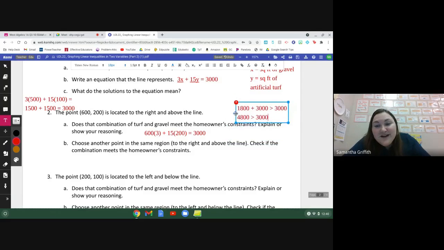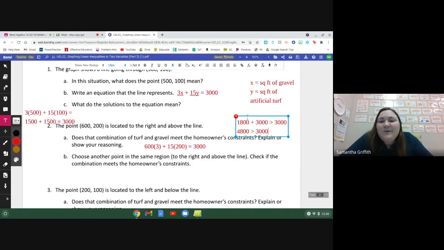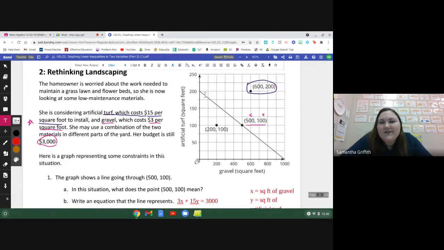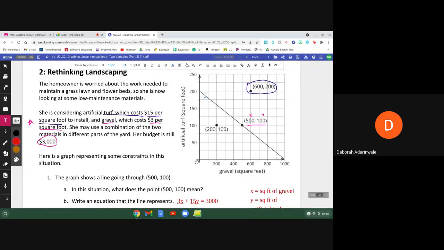So one way you could explain why it doesn't meet the constraints is what we were doing here. You can do that math and show, nope, it's not meeting that constraint. It's not equal to that budget of $3,000. It's above the budget, like you said. How could we use the graph to argue that 600, 200 does not meet the budget? We could tell from the graph that it's above the constraint that she has.